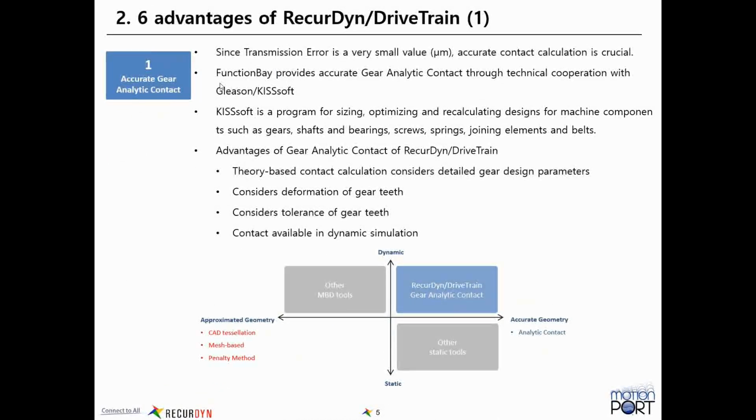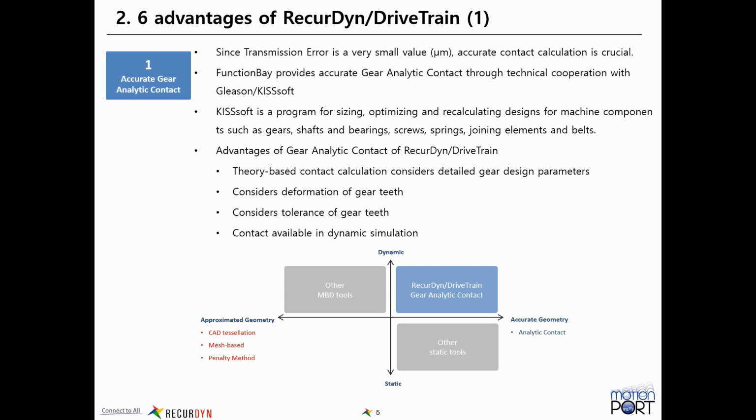So just to go over some of the main advantages of the DriveTrain toolkit, the first one is accurate gear analytic contact. And why this is important is because transmission error can be very small, measured in very small units of length, and so the accurate contact calculation is crucial to this type of analysis. FunctionBay provides this accurate gear analytic contact through technical cooperation with KSSoft.